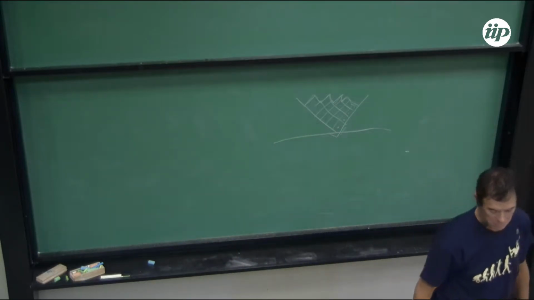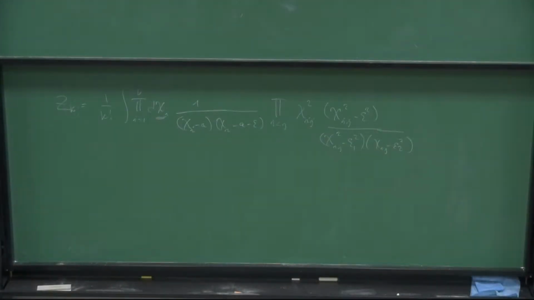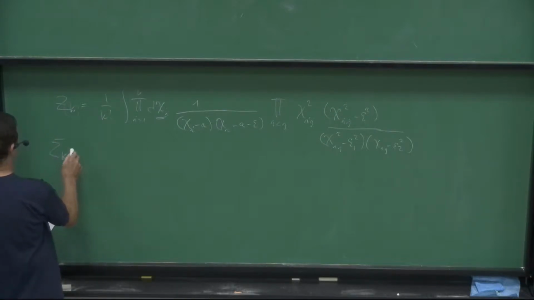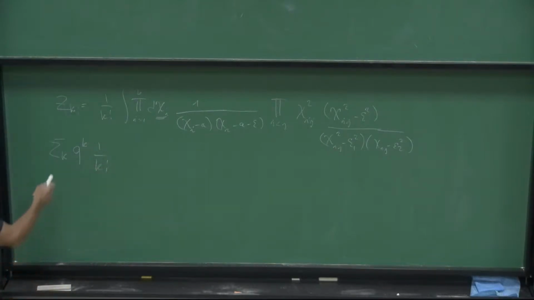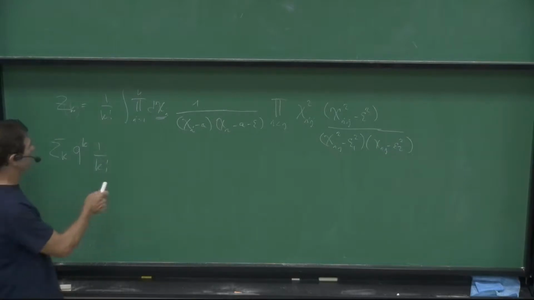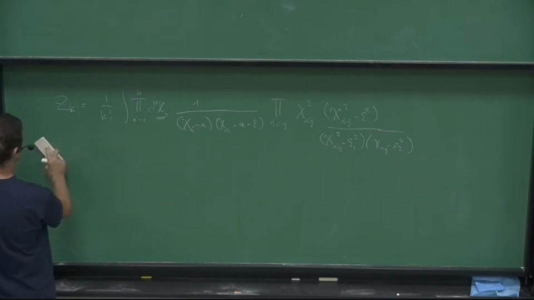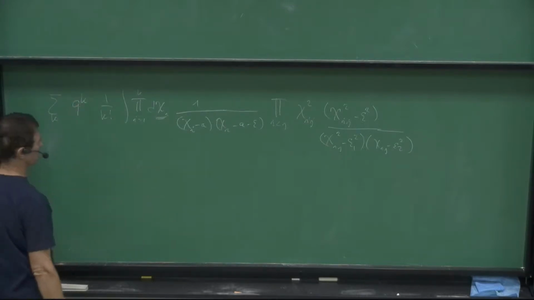This is a procedure which has been around for some years, also in matrix models. So how to proceed? The first point is to take the sum over all the winding numbers. So we write a parameter which distinguishes the different winding numbers, and we rewrite this integral. Let me just take a sum over k and put a q^k here.